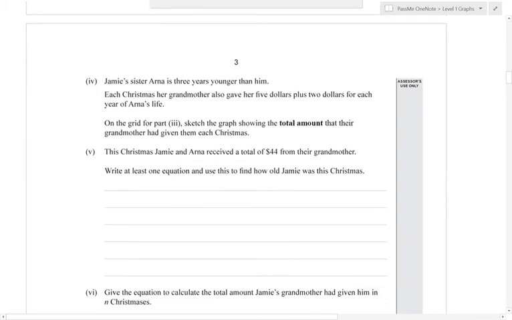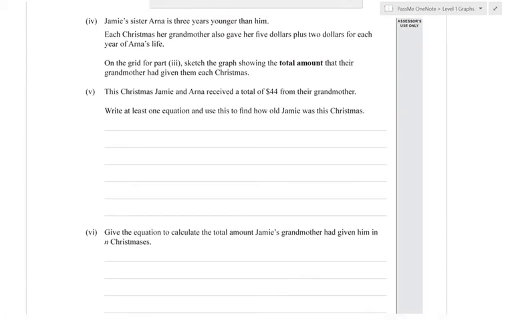Okay, on to the next page. Jamie's sister Anna is 3 years younger than him. Each Christmas her grandmother also gave her $5 plus 2 for each year of Anna's life. On the grid, sketch the graph showing the total amount that their grandmother gave them in each Christmas. They've bolded this total amount, which means we need to pay careful attention to that.